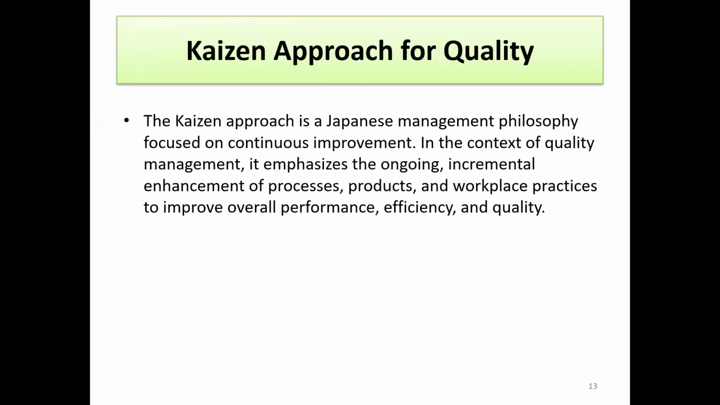Another one is Kaizen. What is Kaizen? The Kaizen approach is a Japanese management philosophy. Another tool in TQM, right? Like 5S, Kaizen is focused on continuous improvement. It is a Japanese philosophy. In the context of quality management, it emphasizes the ongoing incremental enhancement of processes, products, and workplace practices to improve overall performance, efficiency, and quality.